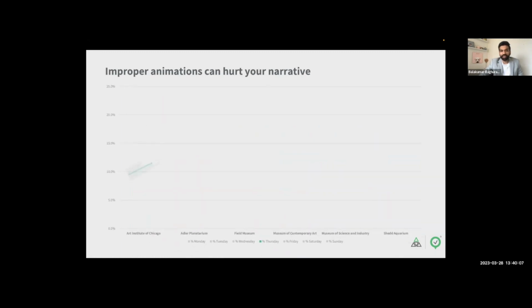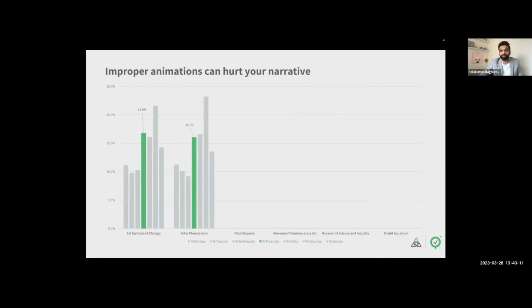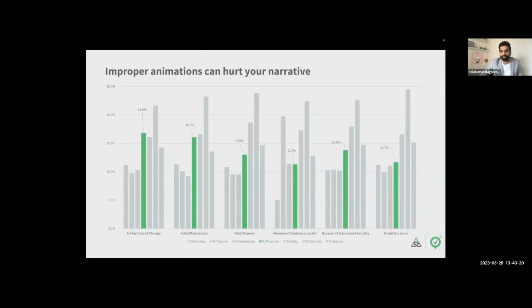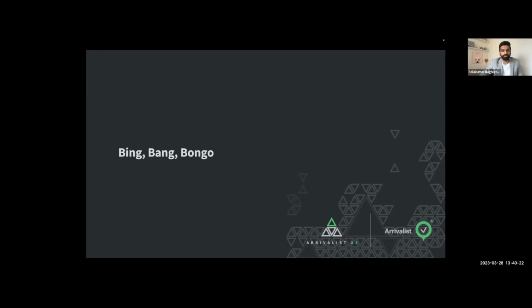Just like colors can hurt, if you had crazy animations like this, and I've played around with this a lot, and I've always thought the more you animate, the better. These can also hurt your narrative, right? People are just always looking around, right?